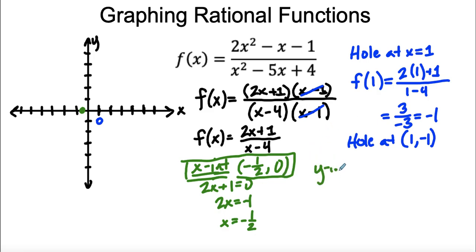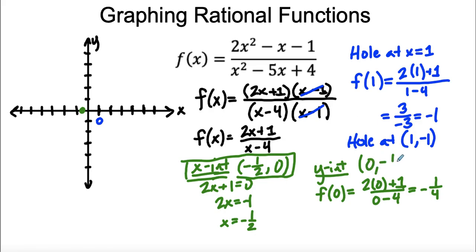Y-intercept. For the y-intercept, we need to make x equal 0 and solve. So we input 0 for x. f of 0 is going to leave us with 2 times 0 plus 1 over -4, which is -1/4. So my y-intercept, the 0 comes first, is -1/4. Notice that's just below this. So we know we're going to have some curve like this.